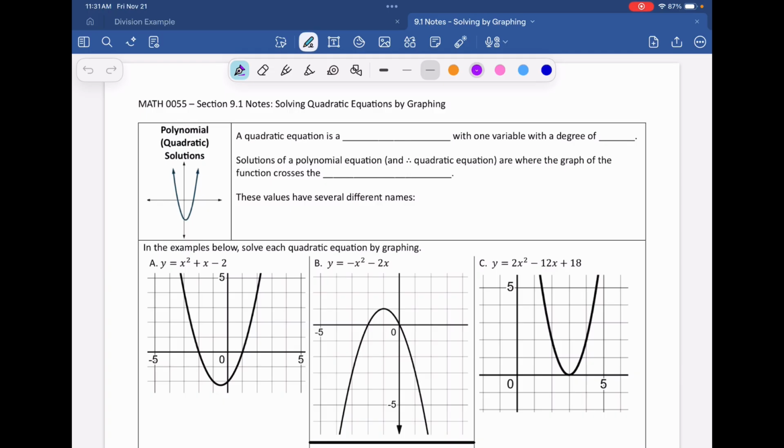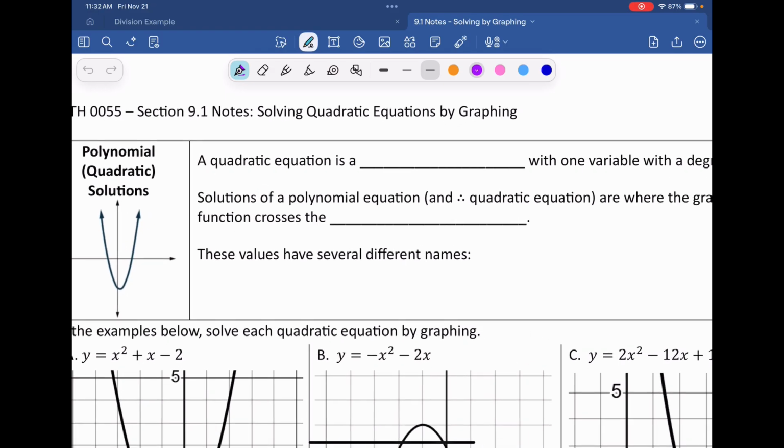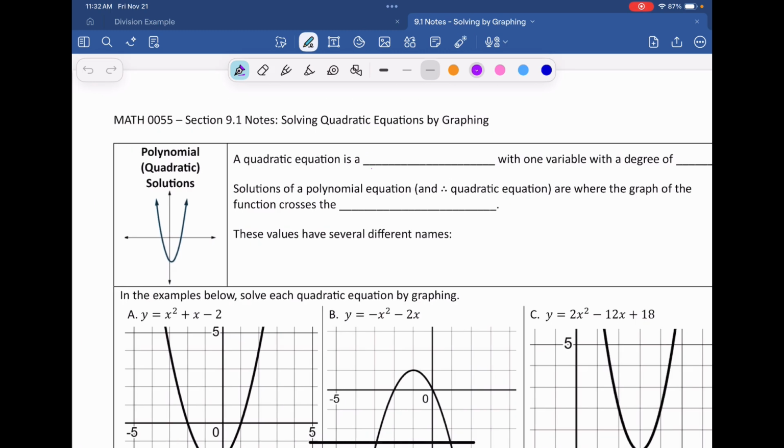There are several different methods of solving a quadratic equation. The first one is by graphing. Now, I'm not going to have you physically graph these. I'm going to have you put them in Desmos, and you'll solve it from there. But a solution to a quadratic, or as you go into later maths, a polynomial, okay, is where the graph crosses the x-axis. So a quadratic, first and foremost, is a polynomial.